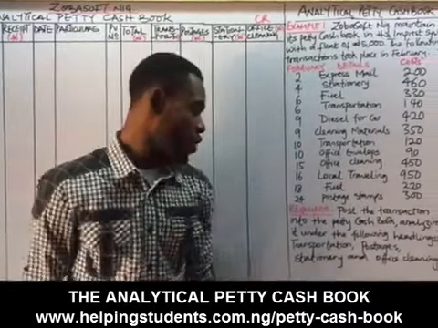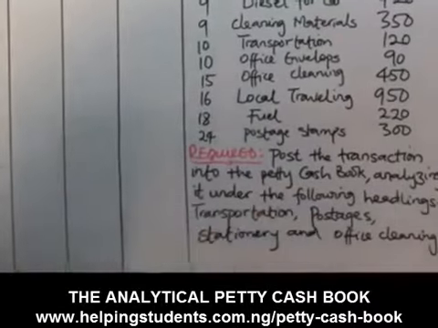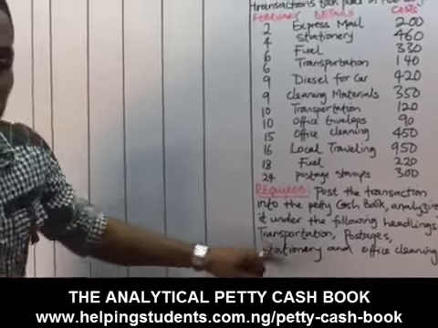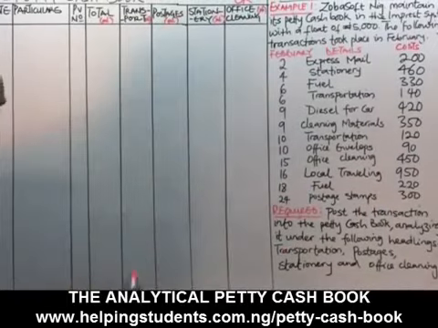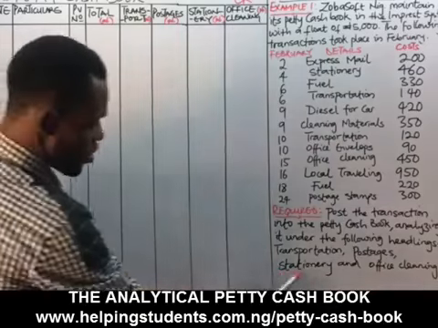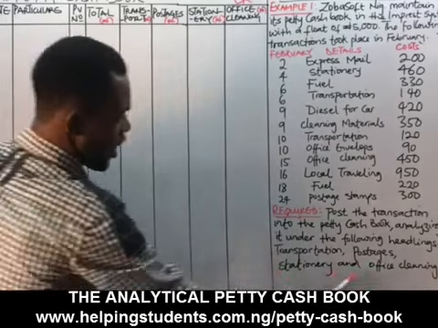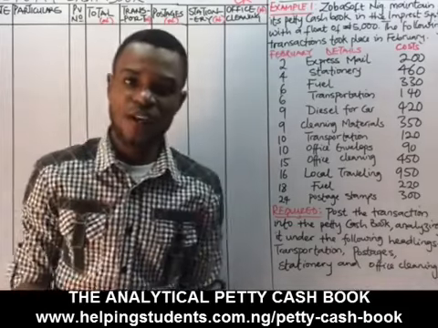Let's go back to this question we have here. It says, analyzing it under the following headlines. Transportation. Now you can see transportation here. That is why we have a column for transportation. Postages, you can see postages. Stationery, we have stationery. And office cleaning, this is for office cleaning. Okay? But there is something else you need to know.